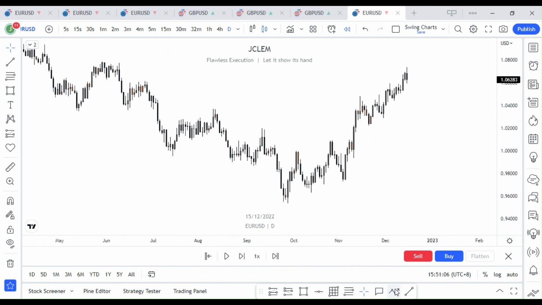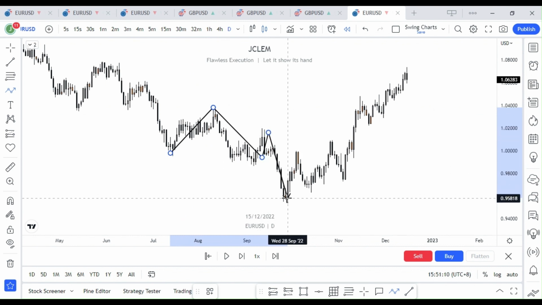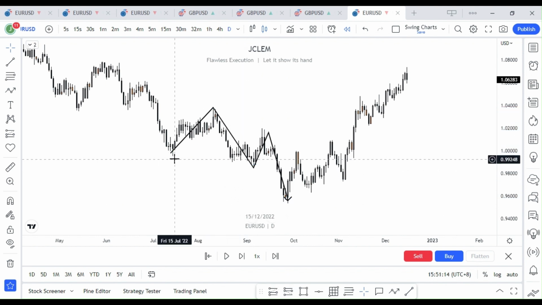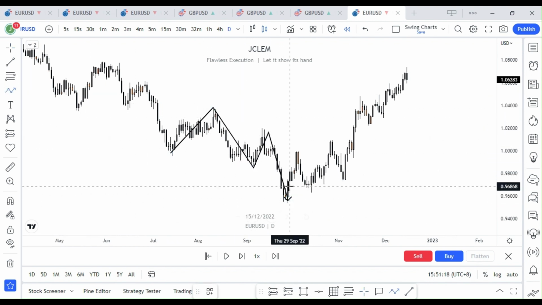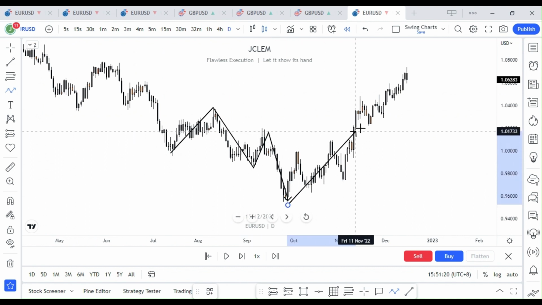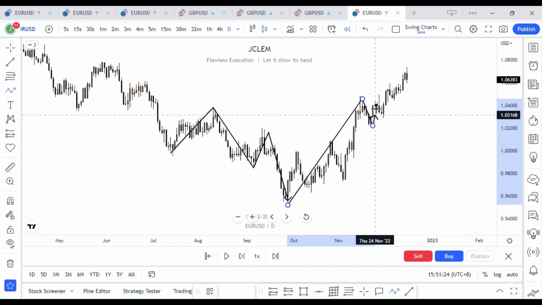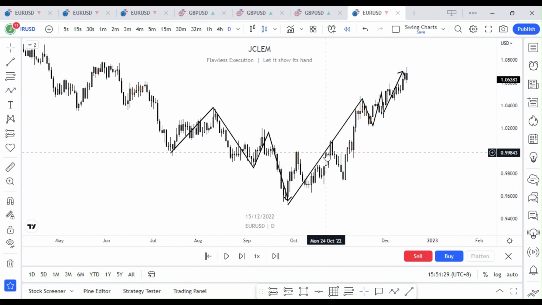So obviously, looking at this market, we can see that we have been in a downtrend for quite a period of time, as seen by a series of lower lows, lower high, lower low, lower high, lower low. We then break bullish here, giving us a higher high, higher low, higher high, higher low, onto a higher high.